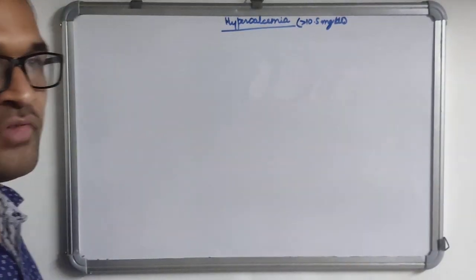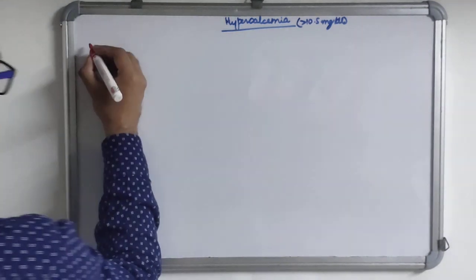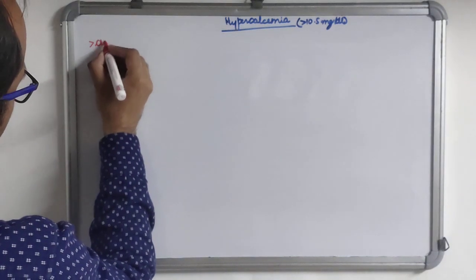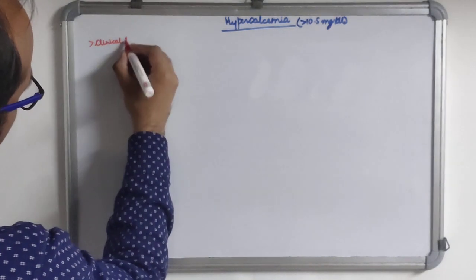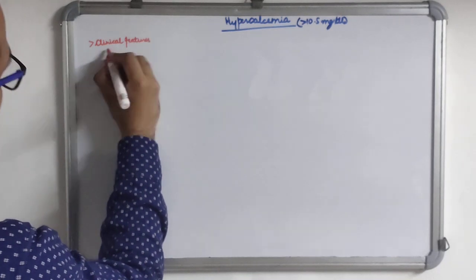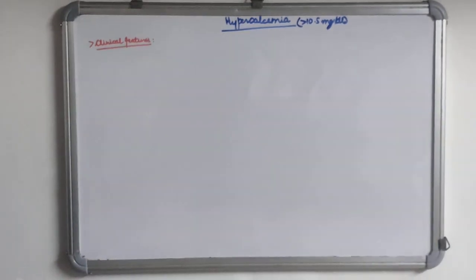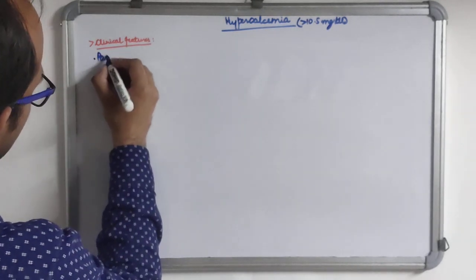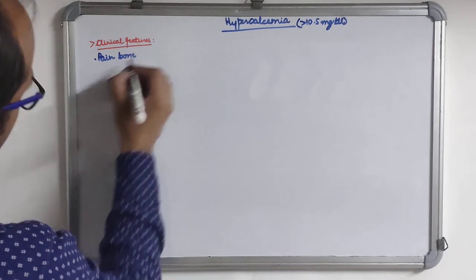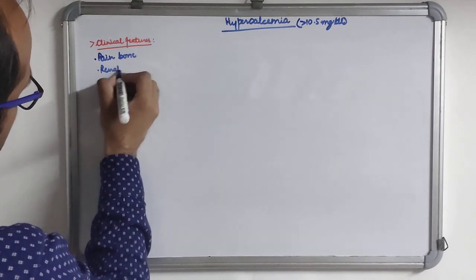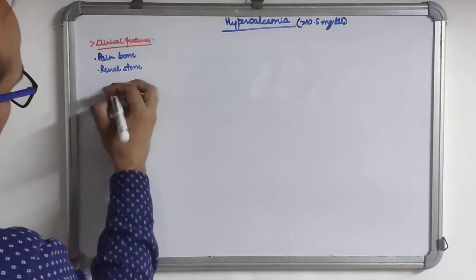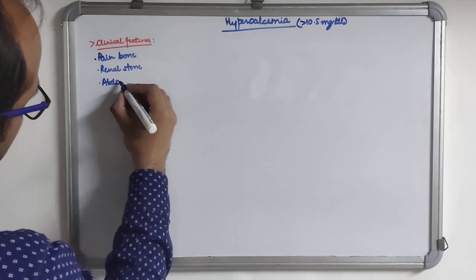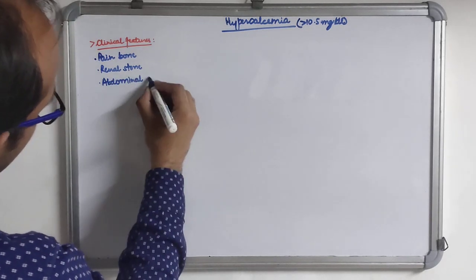Now before we go on to how to approach a case of hypercalcemia, we need to know about the clinical features of hypercalcemia. It's very easy to remember these clinical features. As the common saying goes, pain bone, renal stone, abdominal groan, and psychic moan.